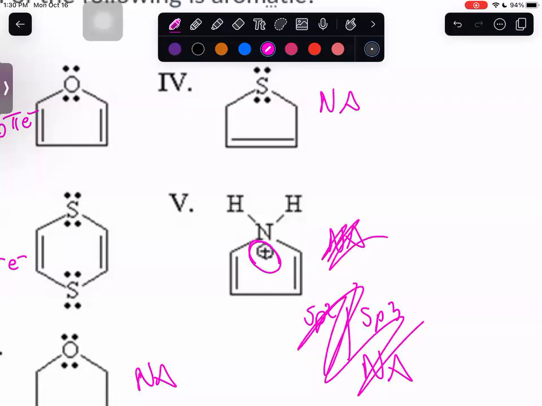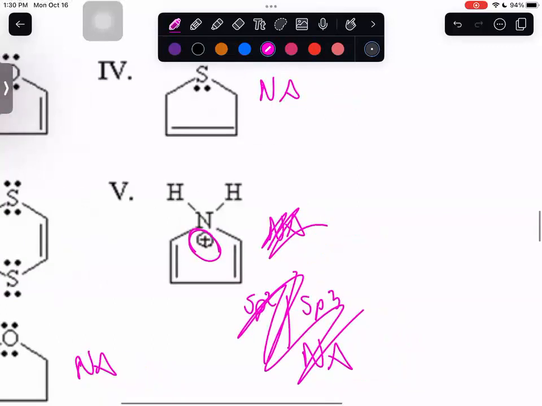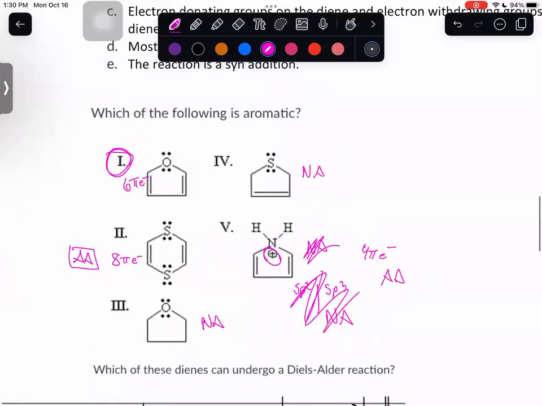It's going to act like a little carbocation. Now, it is fully conjugated, but now I have 4 pi electrons, which makes it anti. So be careful whenever you see any charges.